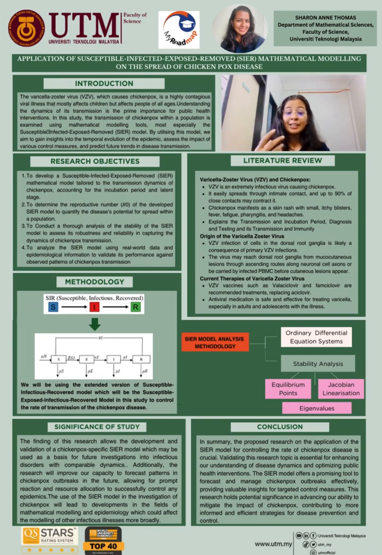in defining what is varicella zoster virus, which is chickenpox. Varicella zoster virus is an extremely infectious virus causing chickenpox. It easily spreads through intimate contact, and up to 90% of close contacts may contract it. Chickenpox manifests as a skin rash with small and itchy blisters, fever, fatigue, and its transmission is followed by immunity.